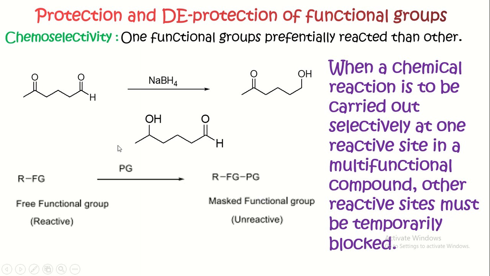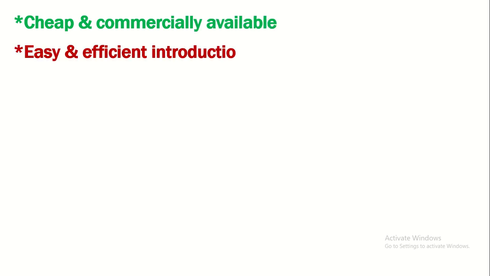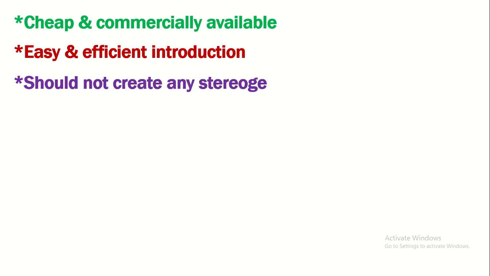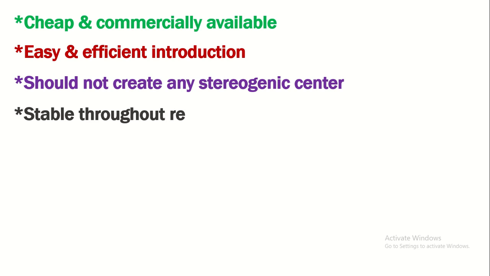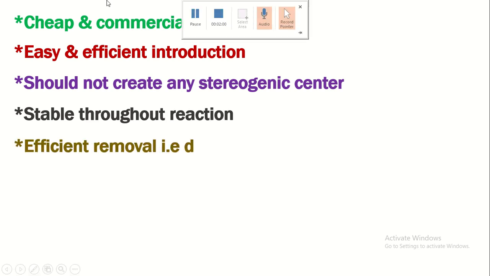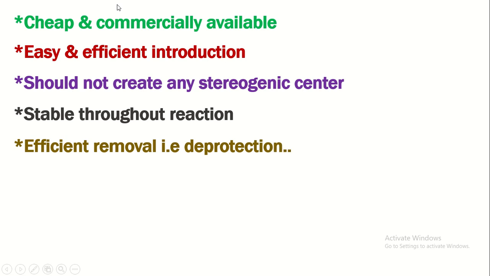Generally, which protecting groups are used? It should be cheap and commercially available. It is easily and efficiently introduced to the reactant. It should not create any stereogenic center during the reaction. It is stable throughout the reaction, and it is easily removed, meaning it is easily deprotected after completion of the reaction.